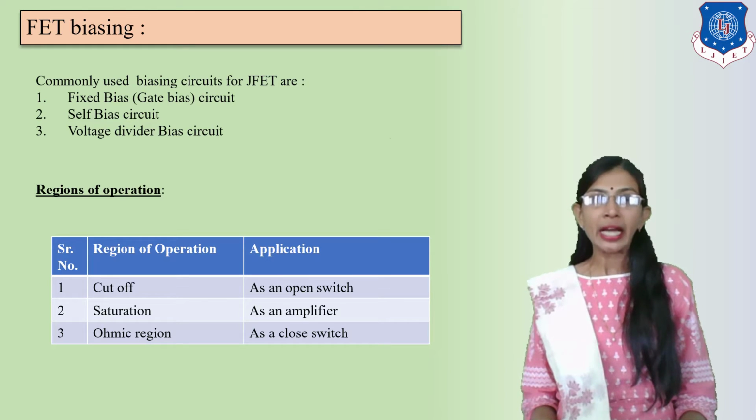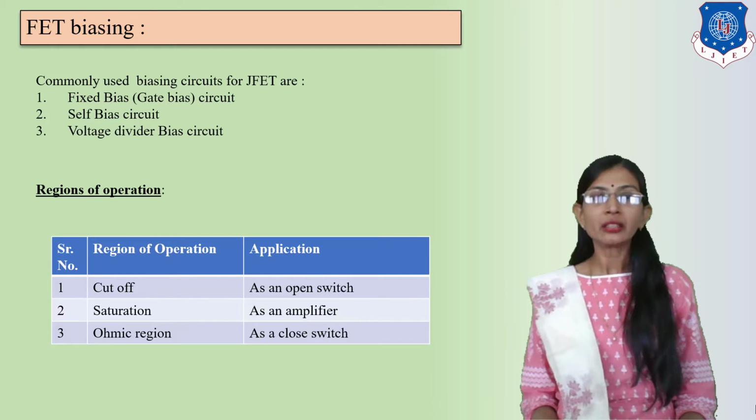There are three main types of biasing circuits. One, fixed bias. Second, self-bias circuit. And third, voltage divider bias circuit. The fixed bias circuit is also known as gate bias circuit. The working of FET depends on FET biasing.